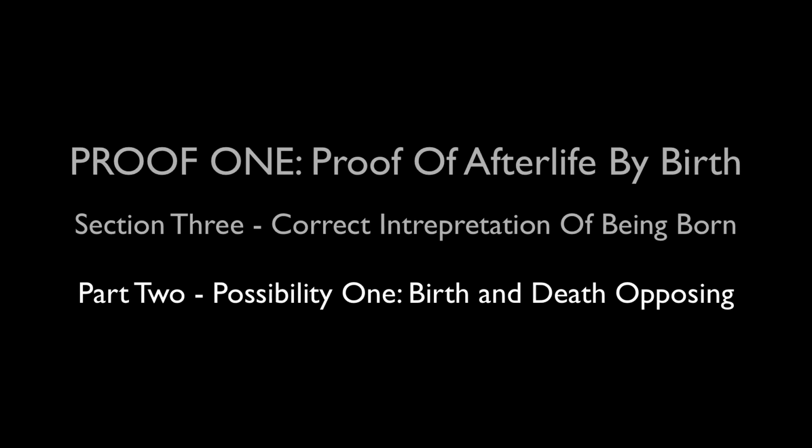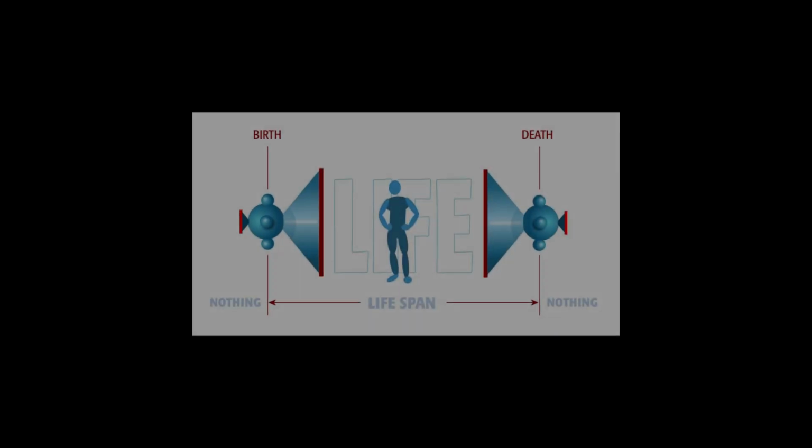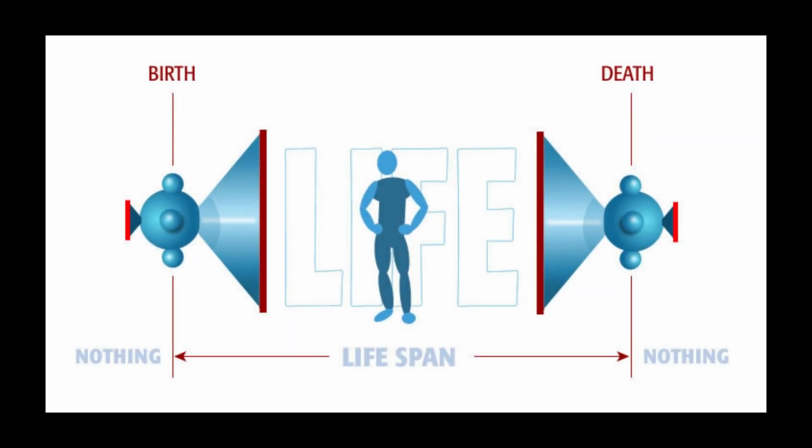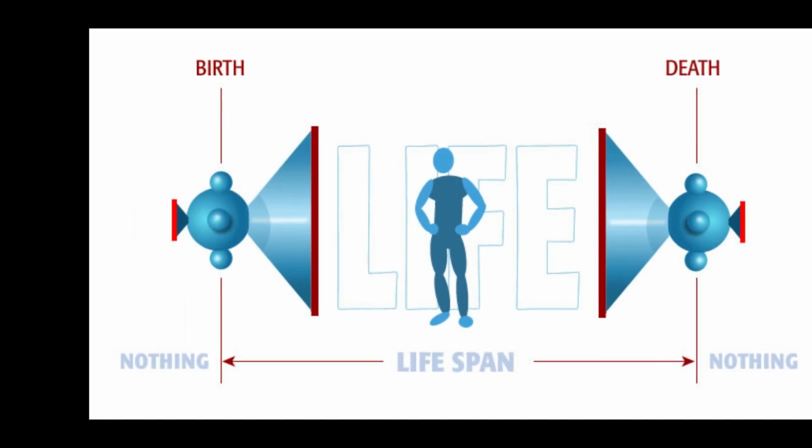Part 2. Possibility 1. Birth and death opposing. This arrangement is where birth and death are oriented facing each other. The 2 birth machines are arranged as shown. In this arrangement, this is what happens.